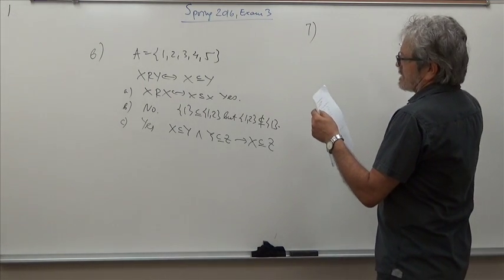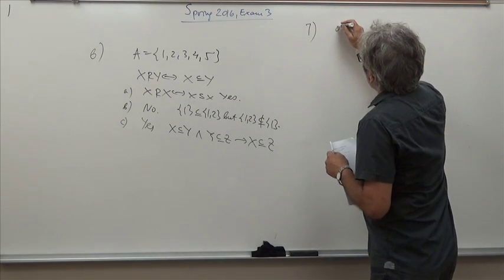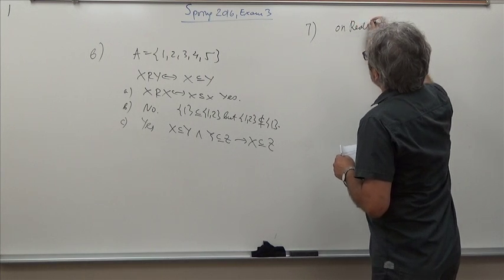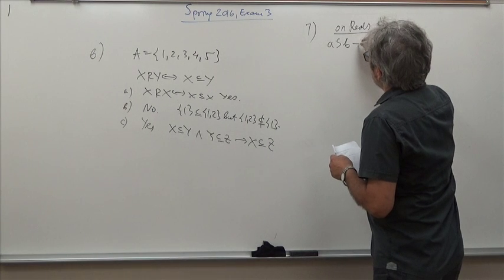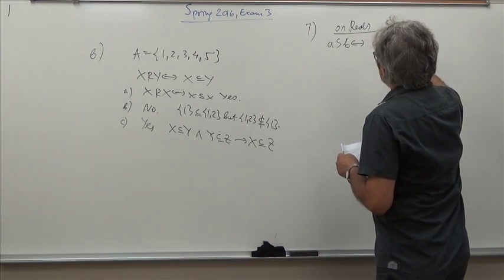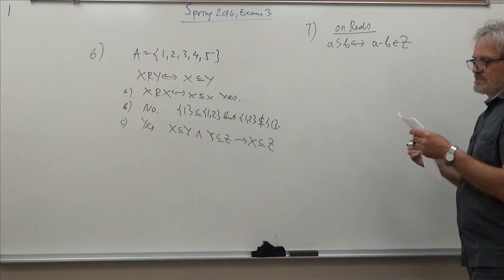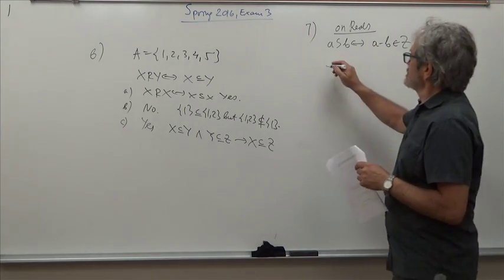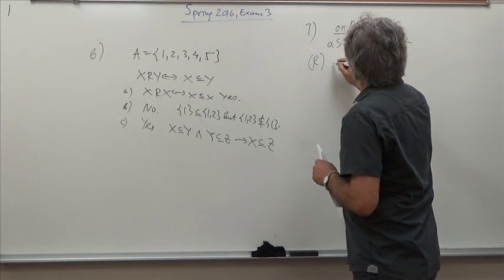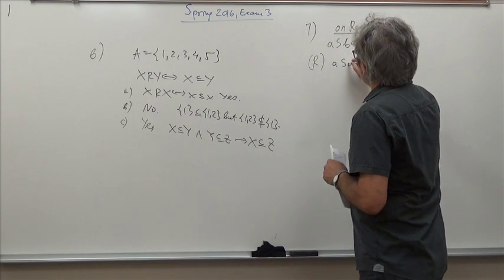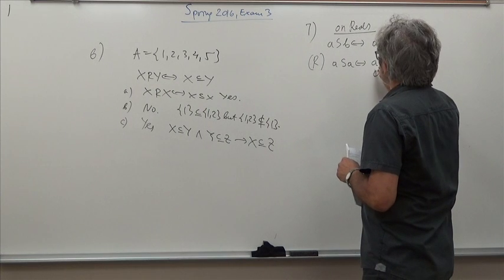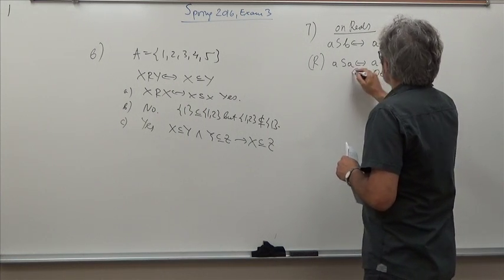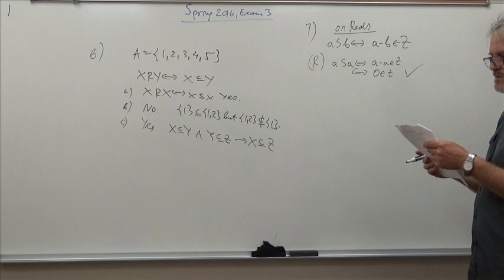Define the binary relation on the reals. So on the reals, the relation is A ~ B, and members are related if their difference belongs to Z. So is it reflexive? Is it true that A ~ A, which is equivalent to A minus A belongs to Z, that is, 0 belongs to Z, which is true, 0 is an integer?